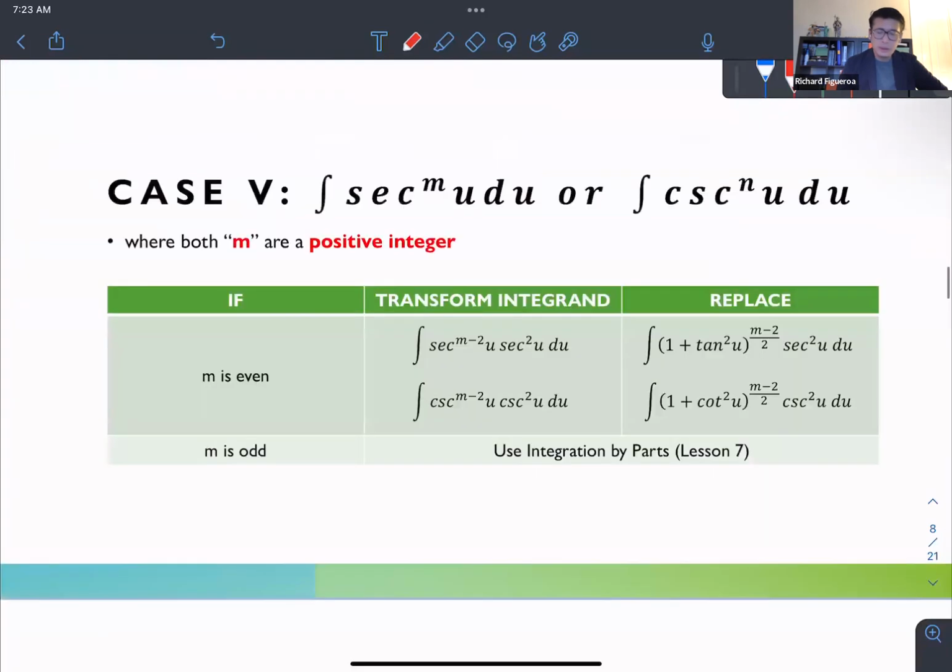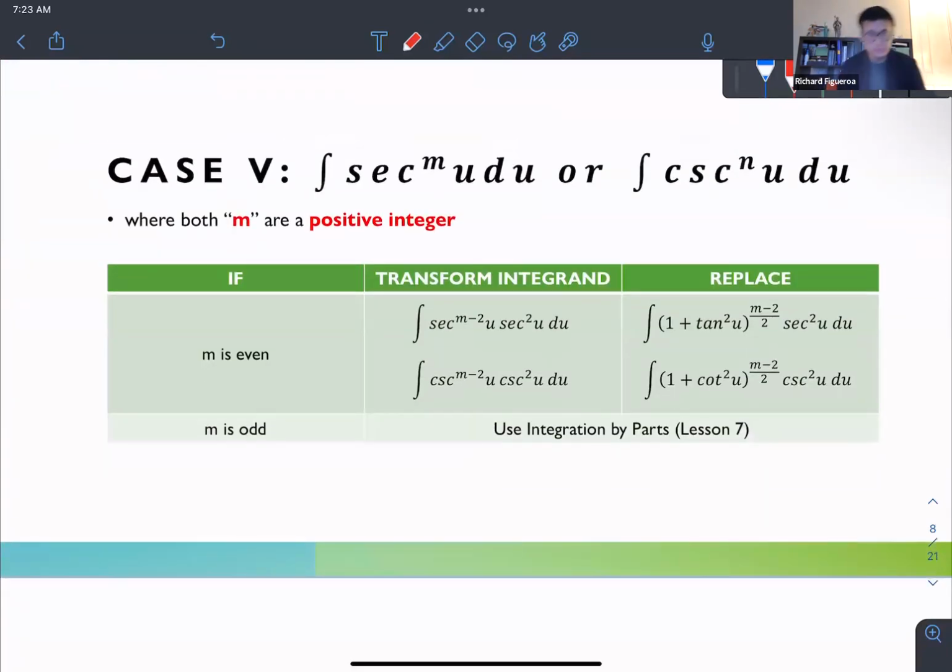Okay, so let's proceed with case number 5. For case number 5, that is when both are positive integers, but m is even. If the exponent is even. Earlier, that was for tangent and cotangent. This time it's for secant and cosecant. So what we have here is when m is even.